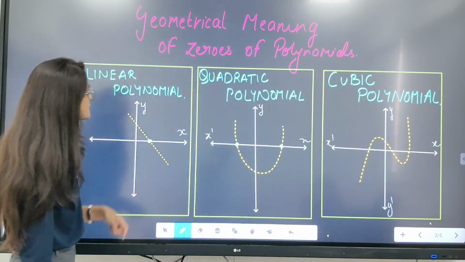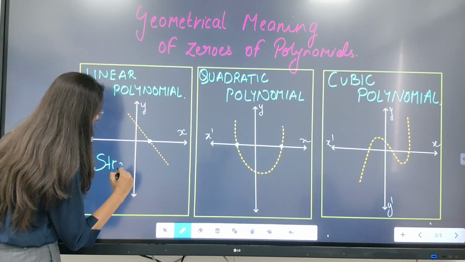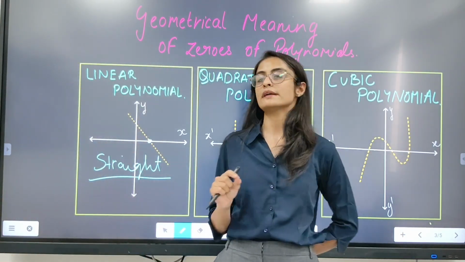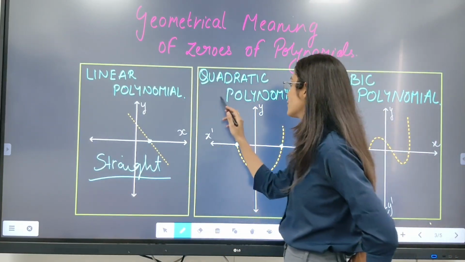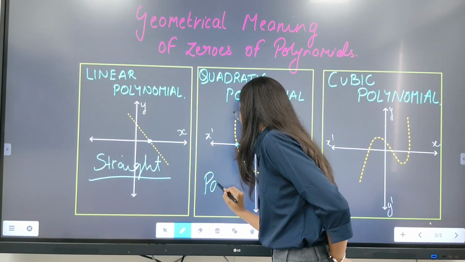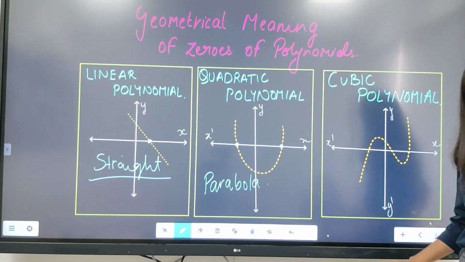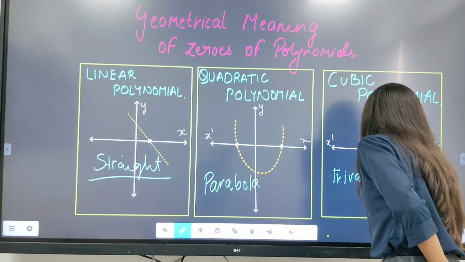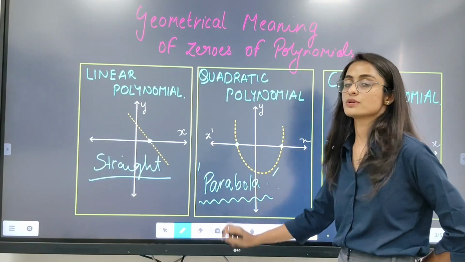Ma'am, if it intersects x at one point, the graph will be a straight line. Whenever you see a straight line, you have to assume that the polynomial is linear. Second one, quadratic polynomial. A quadratic polynomial's graph will be named a parabola. And the third one is the cubic polynomial. The graph of it will be named a triangle. Okay. Remember this. This is the topic which is covered in your syllabus. This is really very important.